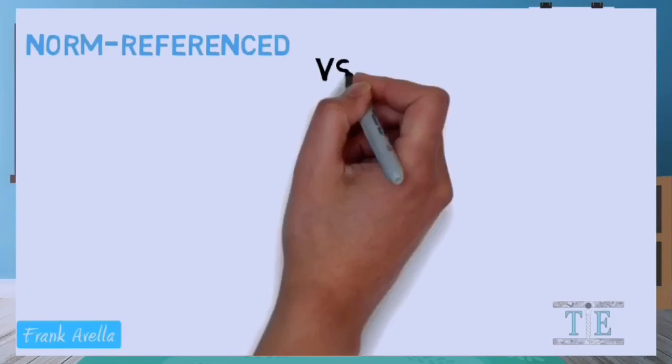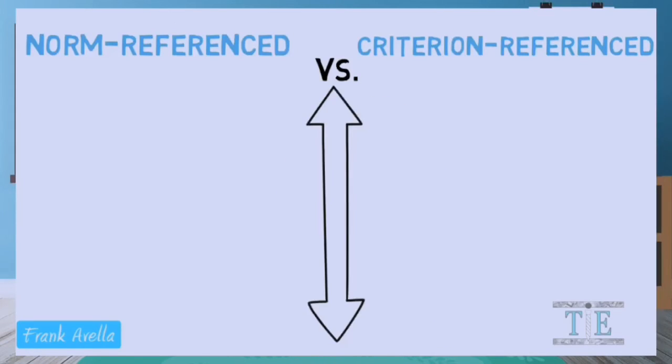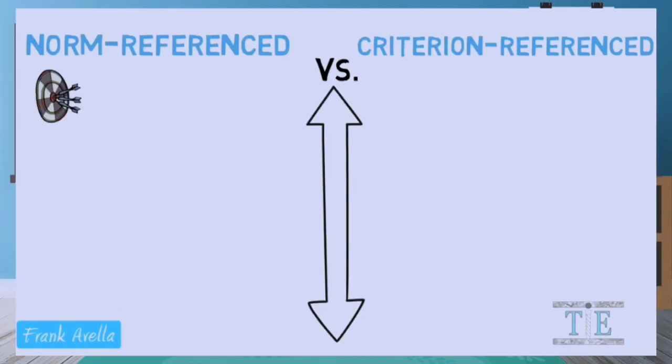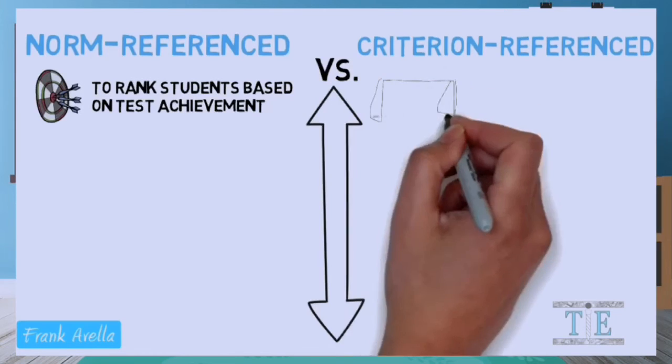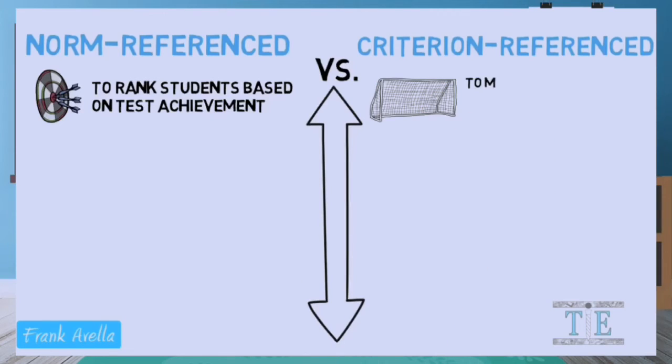Welcome to Teachings in Education. Now let's compare norm referenced assessments versus criterion referenced assessments. How are they similar and how are they different? So what is the aim or purpose of norm referenced assessments? Well, they have a goal to rank students based on test achievement scores. On the other hand, what is the goal of criterion reference assessments? Their goal is to measure the skills and knowledge that a student has mastered.